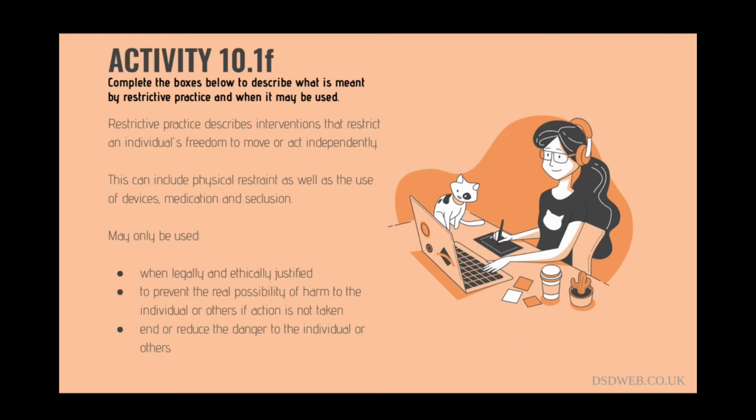Activity 10.1F asks you to describe what is meant by the term restrictive practice and when it may be used. The Code of Practice for the Mental Health Act 1983 describes restrictive practice as deliberate acts on the part of other persons that restrict a patient's movement, liberty and/or freedom to act independently in order to take immediate control of a dangerous situation where there is a real possibility of harm to the person or others if no action is undertaken, and end or reduce significantly the danger to the patient or others.